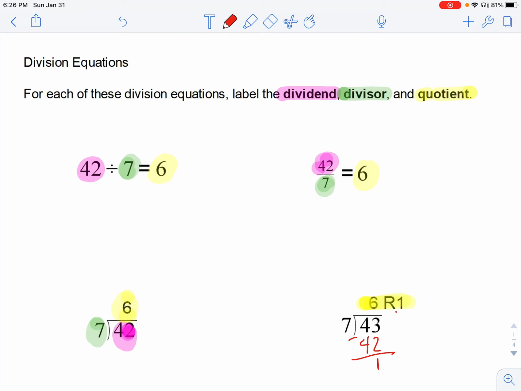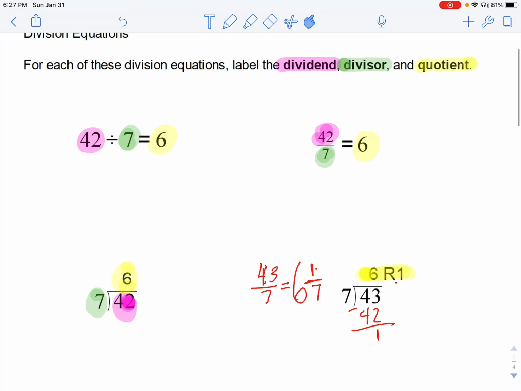Another way of thinking of this might be if you thought of this as a fraction, right? 43 sevenths. You'd know that that was equal to 6 wholes and 1/7 left over, right? We practiced that, converting improper fractions into mixed numbers. And it's the same idea here. You just have that 1 left over.